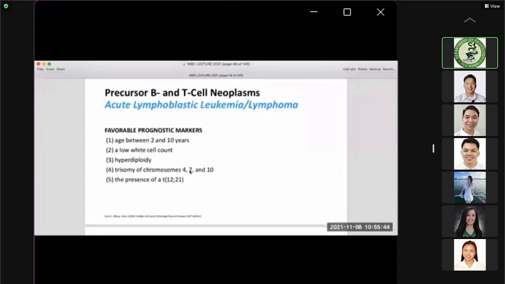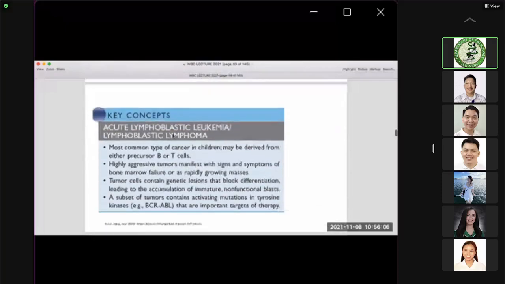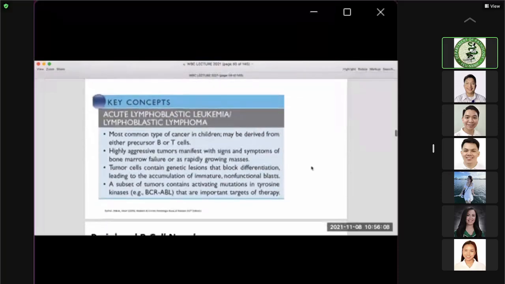Okay, favorable prognostic factors or markers. If the age of the patient is between 2 and 10 years, there is low white cell count, hyperdiploidy, trisomy of these chromosomes, and the presence of translocation of chromosome 12 and 21. This would connote a favorable prognosis for the patient. So these are key concepts found in your book.